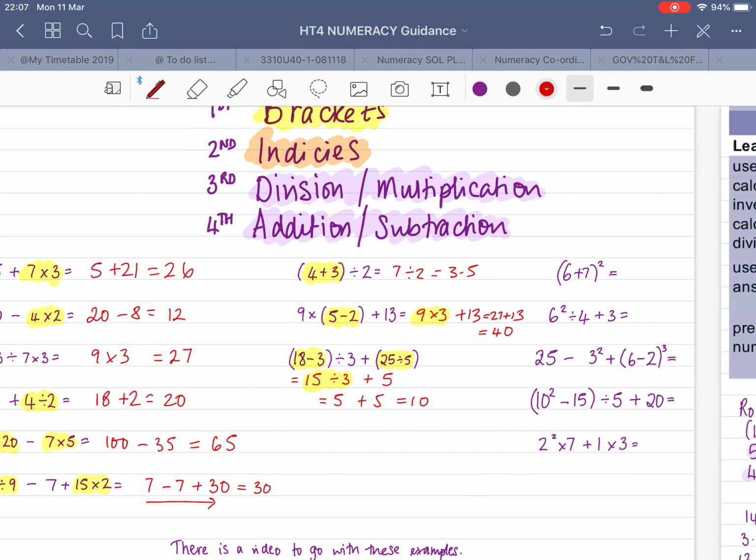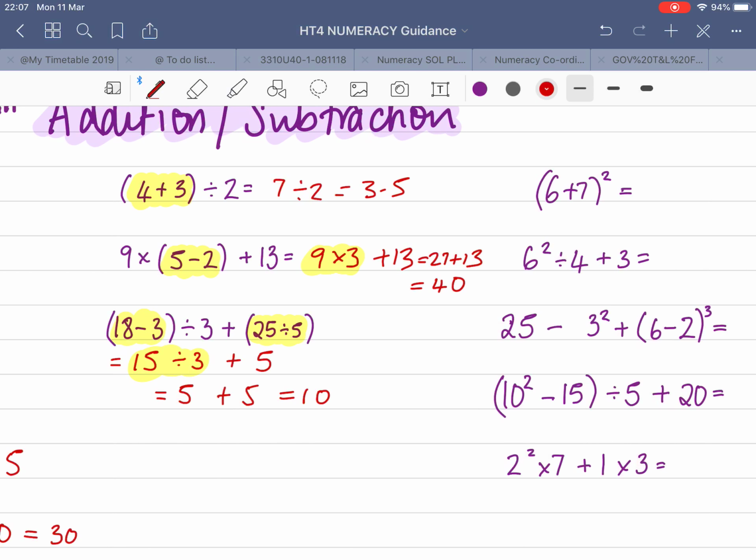The final step is to look at the power work. Power work has to be done after any bracket work. So the first thing that I need to do is 6 plus 7, which is 13. 13 squared is then 169. No brackets means that the power now takes priority. 6 squared is 36, divided by 4 plus 3. Division takes priority. 36 divided by 4 equals 9, plus 3, which is 12.